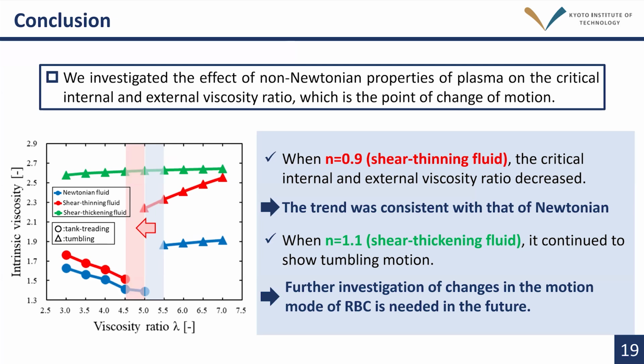Finally, we conclude that we investigated the effect of non-Newtonian properties of plasma on the critical internal and external viscosity ratio, which is the point of change of motion. When n equals 0.9, which is a shear-thinning fluid, the critical internal and external viscosity ratio decreased. Therefore, the trend was consistent with that of Newtonian. Also, when n equals 1.1, which is a shear-thickening fluid, it continued to show tumbling motion. Therefore, further investigation of changes in the motion mode of RBC is needed in the future.